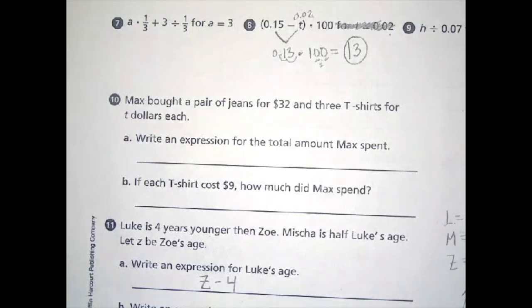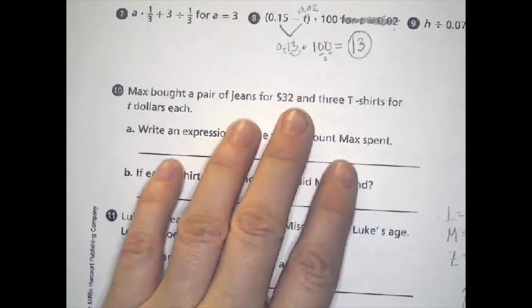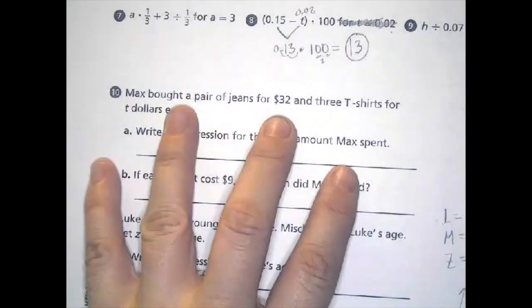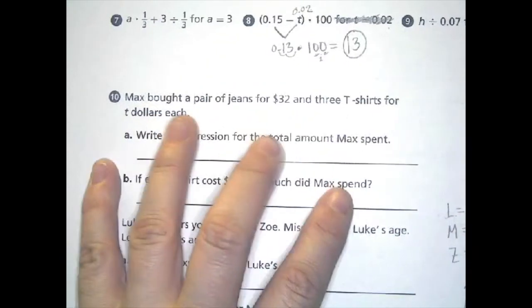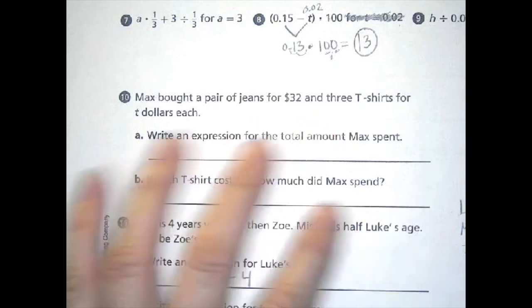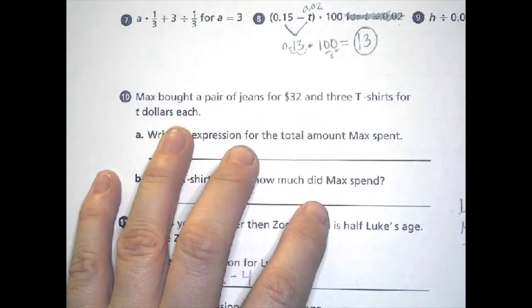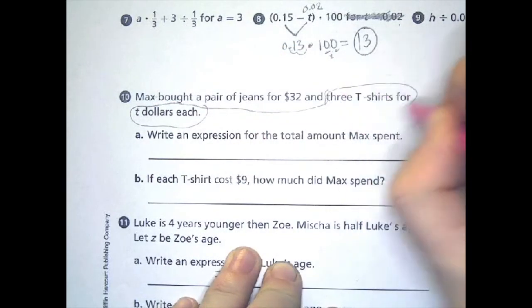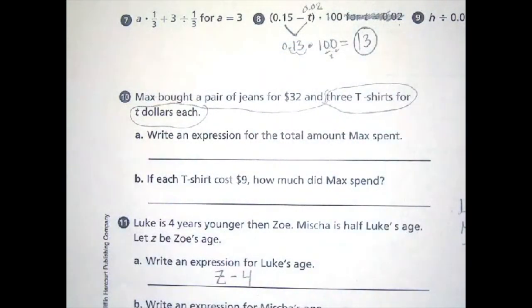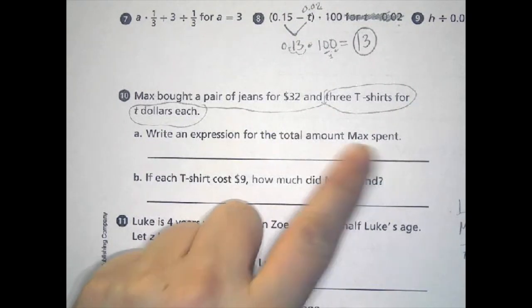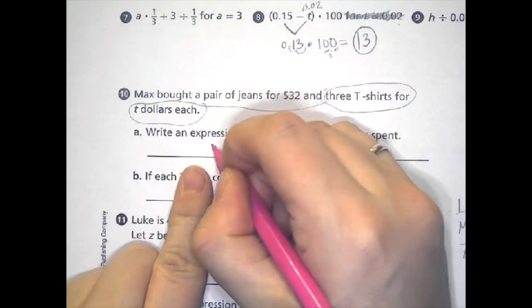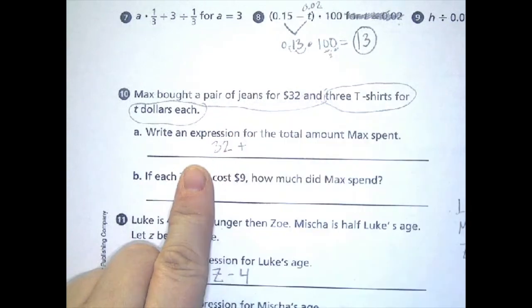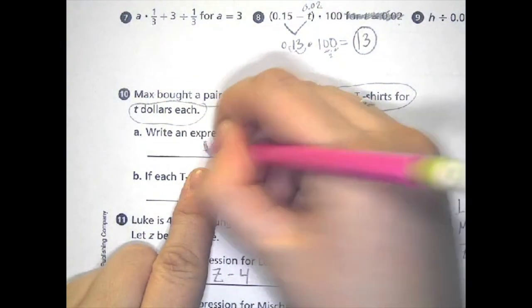Number 10, you do not need to put an equal sign, so make sure you don't. It says expression. And then B, then they'll give you the information. If this, then how much did he spend? So you're going to have to figure that out for yourself. Be really careful. I'll just do this with you. Max bought a pair of jeans for $32 and 3 t-shirts for $T each. I'm going to circle that. 3 t-shirts for $T. That means I don't know how much money the shirts were. I do know how much the jeans were.